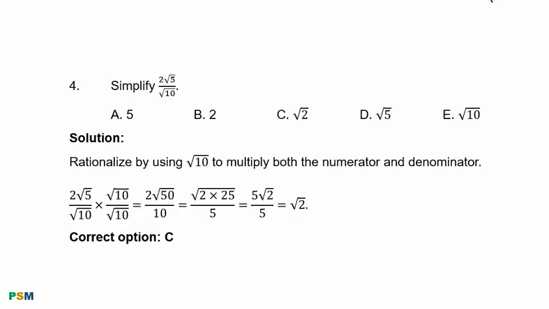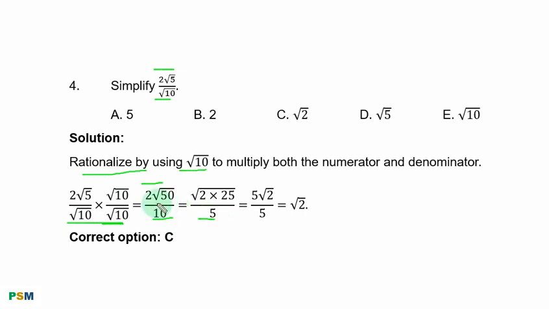Question 4. Simplify 2 root 5 over root 10. Solution. Rationalize by using root 10 to multiply both the numerator and denominator. You have it in this form. 2 root 5 times root 10, you have 2 root 50. Root 10 times root 10 is 10. If you divide 2 and 10 by 2, you have 5 here.